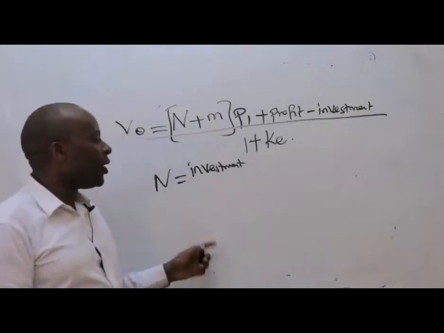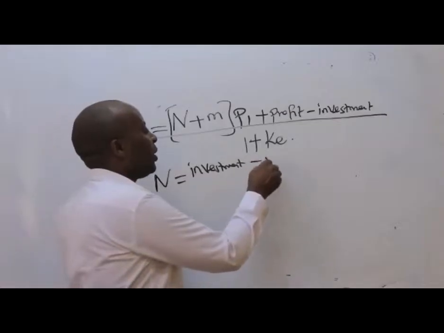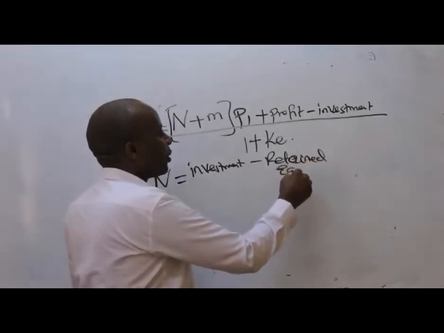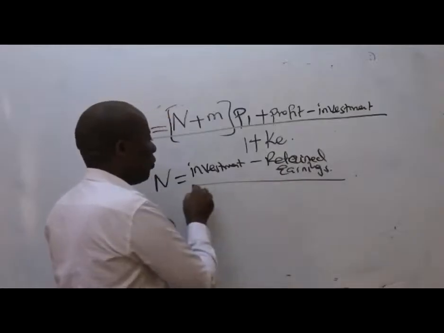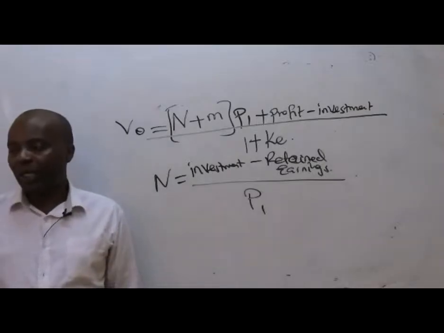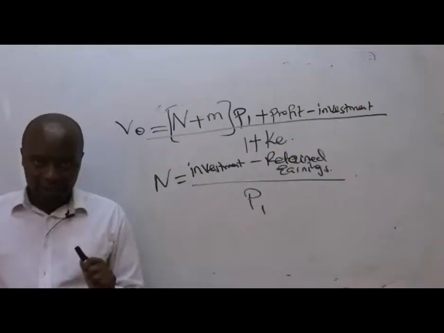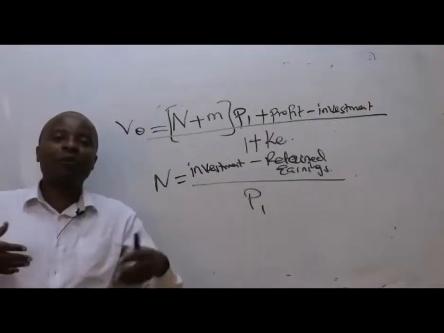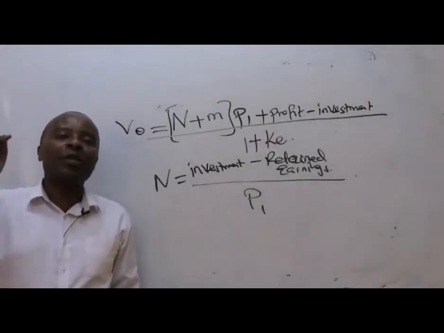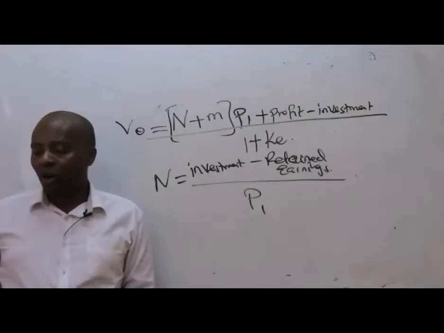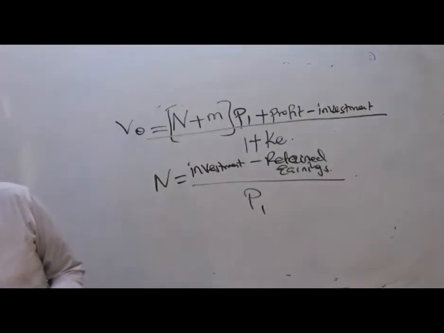So for new shares, what I'll do is take the investment minus the retained earnings, all over the price per share, which is P1. So for N, you look at what investments you want to do. You subtract the component of this investment that will be financed through the retained earnings, all over what here, somebody? All over P1.